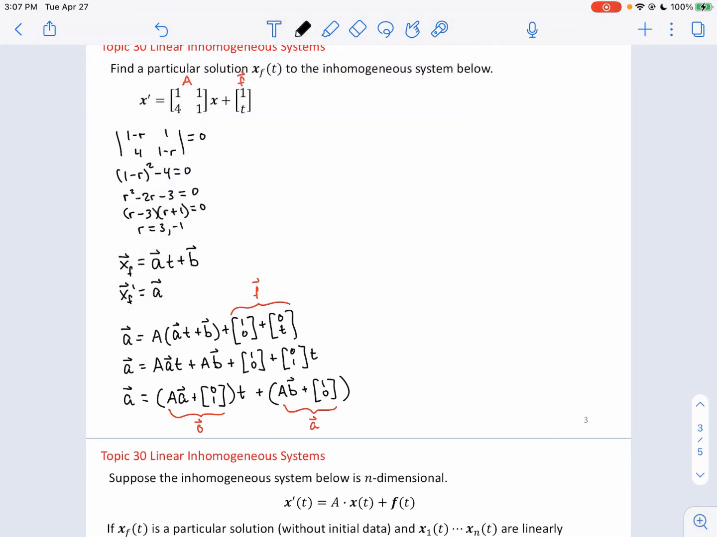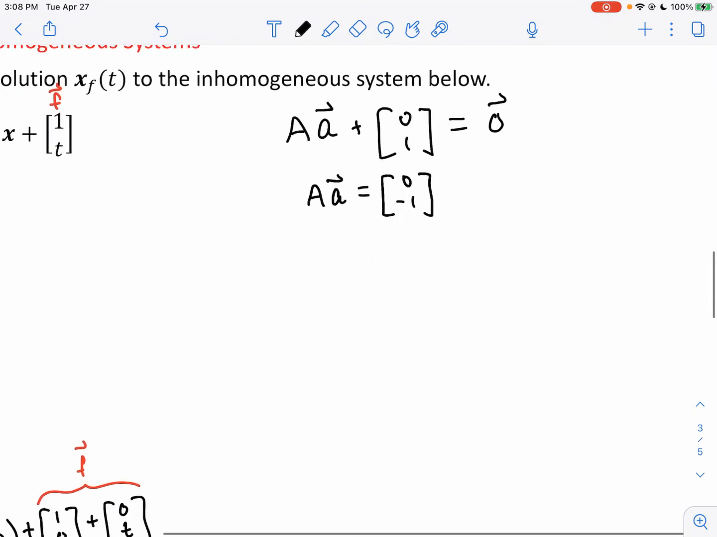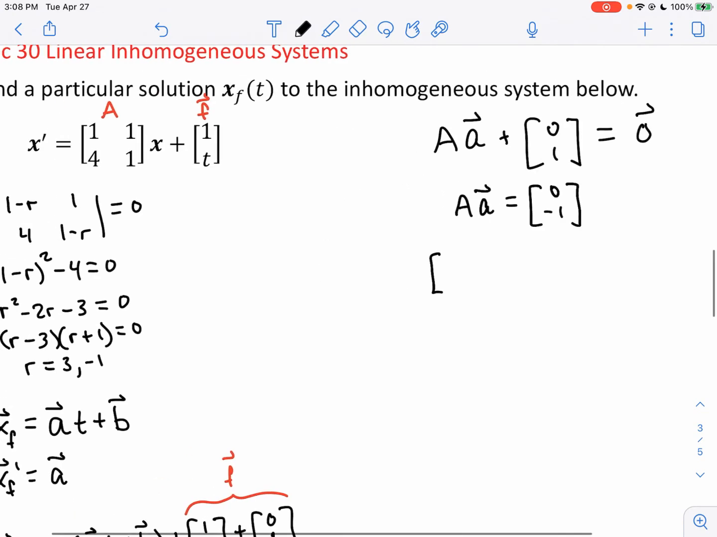Let's do the first one, solving this one for vector a. So we know that matrix A times vector a plus 0, 1 has to be equal to the 0 vector. So I'm going to subtract this vector over to this side, and it winds up looking like this. And we have matrix A times vector a has to be equal to 0, negative 1. And keep in mind that matrix A is our coefficient matrix, 1, 1, 4, 1. And vector a is our a1, a2 that we're trying to find.